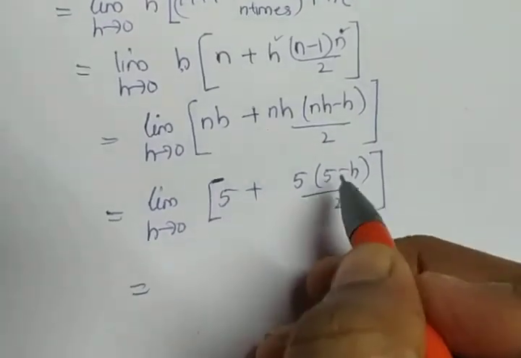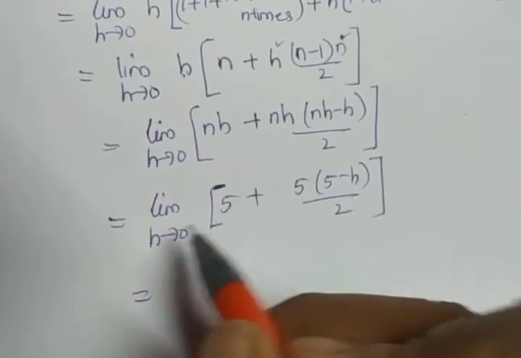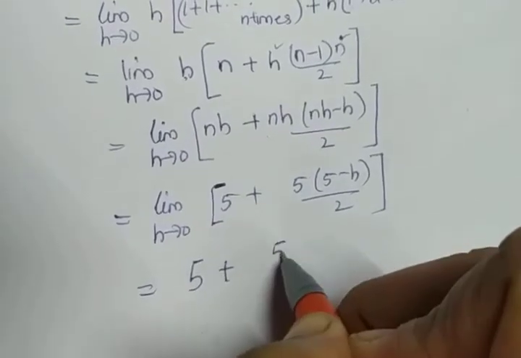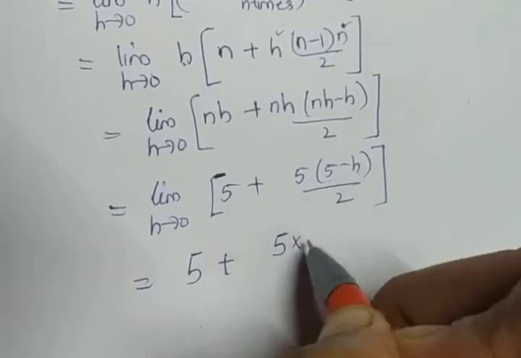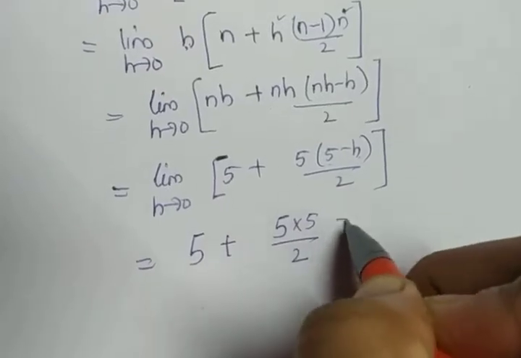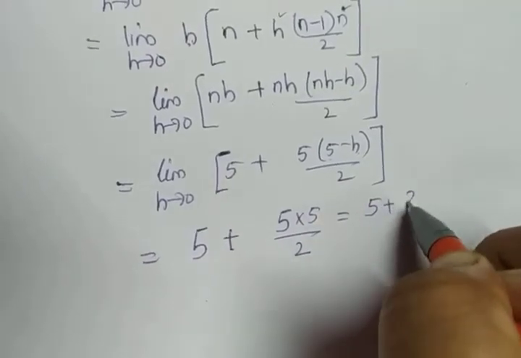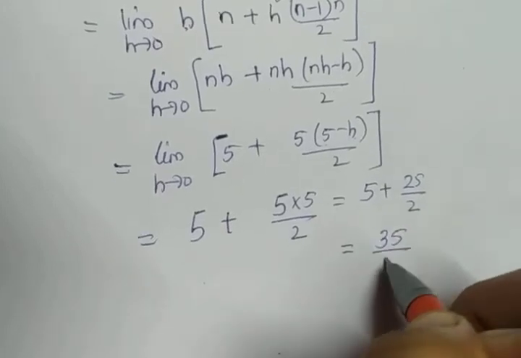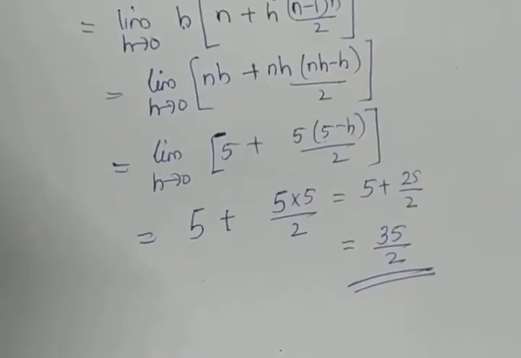Apply the limit. That means wherever h is there, substitute the value as 0. So the first term is 5 itself. The second term is 5 into 5 minus 0. 5 minus 0 is 5 itself, by 2. So what we get? 5 plus 25 by 2. When taking the LCM, what we get is 35 by 2. So the answer is 35 by 2.